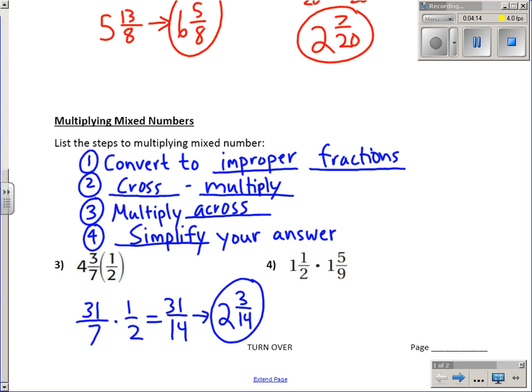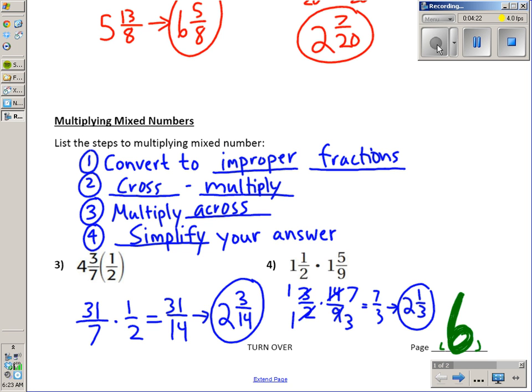Go ahead and try number 4. See if you can do that on your own. Alright, so hopefully when you did that problem, you got 2 1/3. We had to convert those into improper fractions, multiply across. We got 7/3. Simplify that into 2 1/3. Alright, go ahead and flip the page and we'll keep this going here.